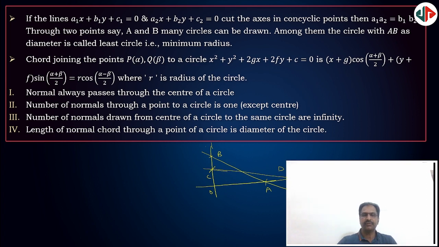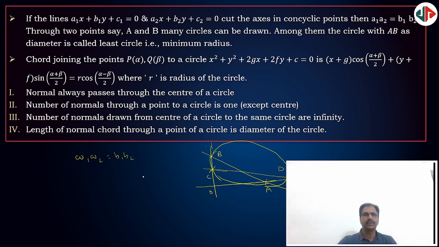Now, the condition for these four points to be concyclic. What is the meaning of concyclic? Points should lie on the same circle. The condition for these points A, B, C, D to be concyclic, that is, to lie on the same circle, is a1a2 = b1b2.